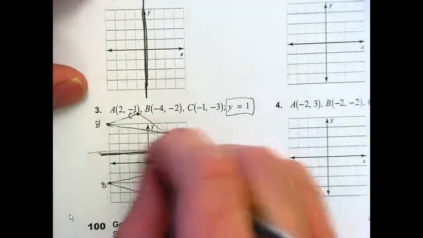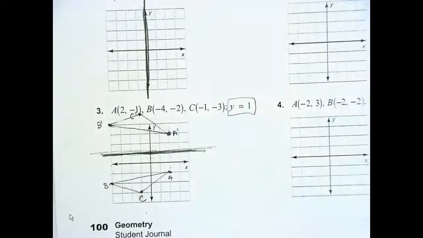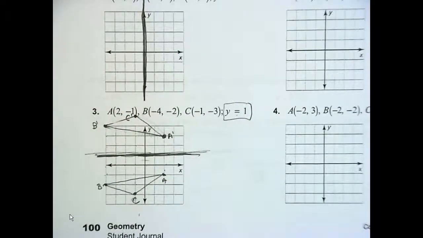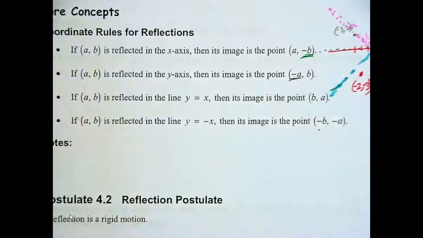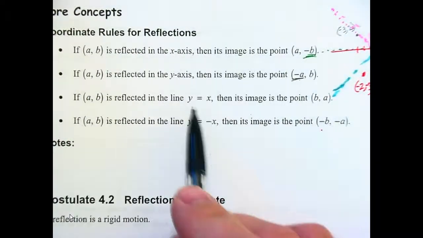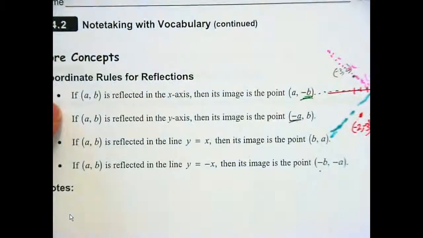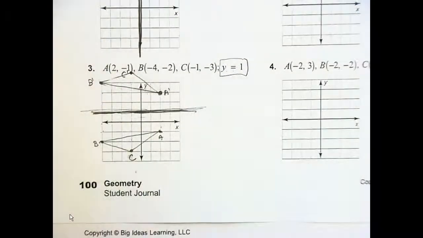Yeah, so you were using this. That's if you reflect across the line y equals x. Right? So we're reflecting across the line y equals 1. So these won't apply here. You've got to actually plot them. Okay? All right.